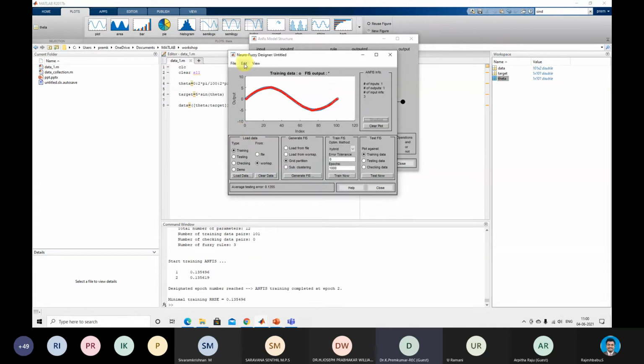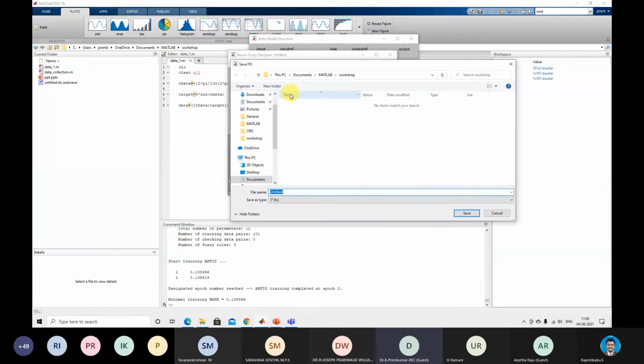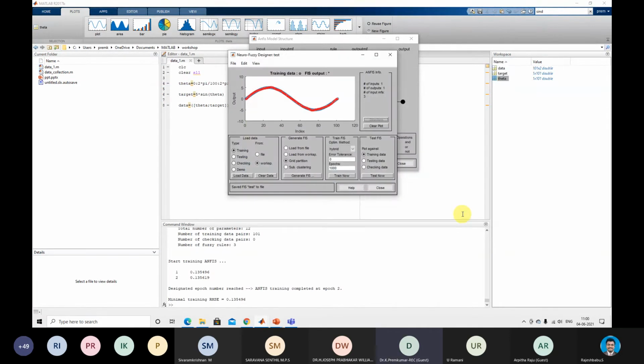So the next process, you have to save this file as the main fuzzy inference system. Just go to export and go to file, right? I'm going to save this file as test. Okay. And here you will get the fuzzy inference system.